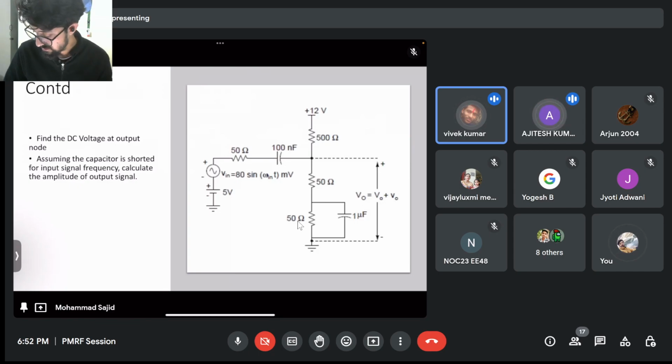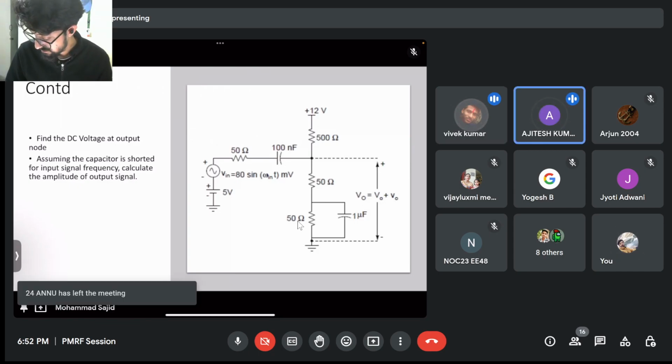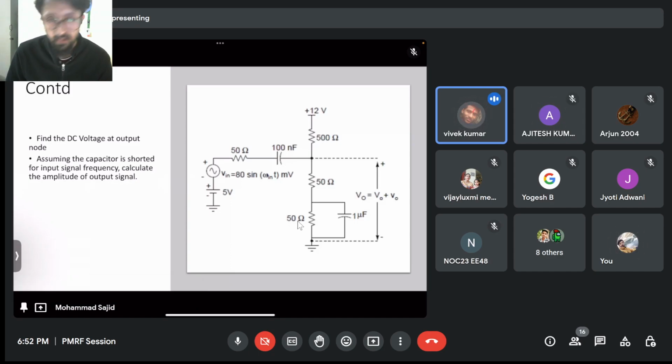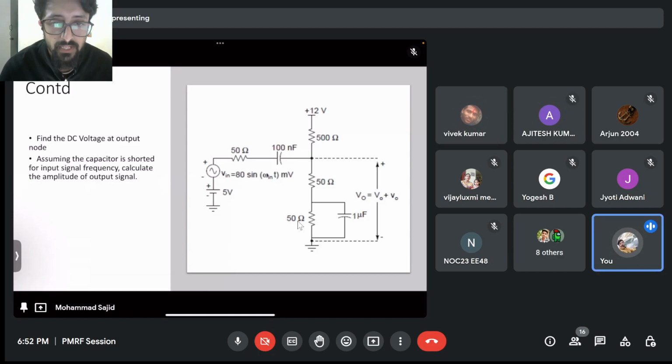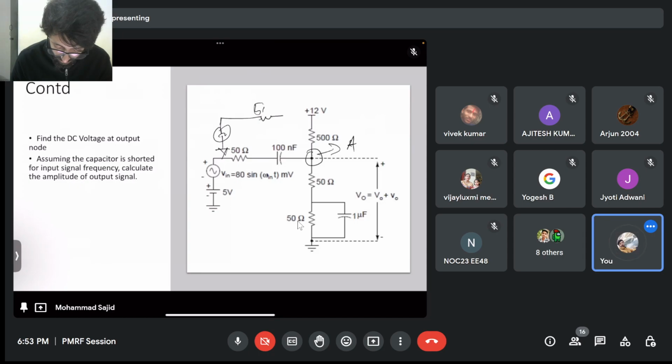Okay, all the DC voltages get grounded and the capacitor gets shorted, right? So your DC voltage will get grounded. So the 50 ohm resistor will get connected to this node, right? If this is node A, your AC will be connected through a 50 ohm resistor, right? And you will have this 500 ohm here. This will be grounded, right?